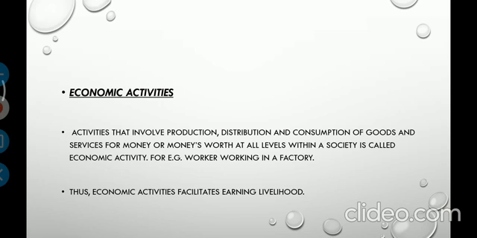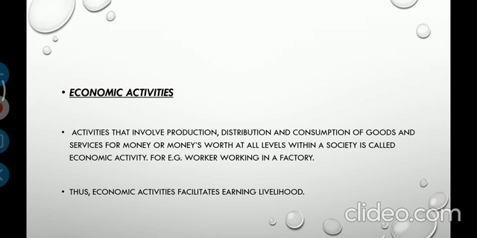What are economic activities? The opposite: activities that involve production, distribution, and consumption of goods and services for money or money's worth at all levels within a society are called economic activity. Here the main concept is expectation of money, exchange of money. Then what are the basics? Production, distribution, and consumption. What do you mean by production? To make something. Distribution, to give it to people, and consumption, actually using it.